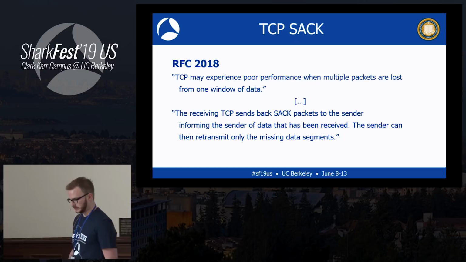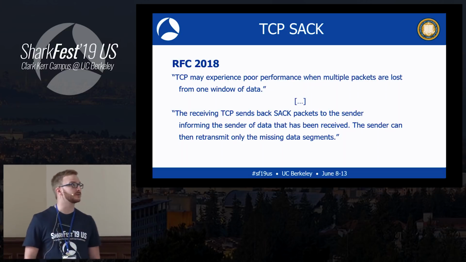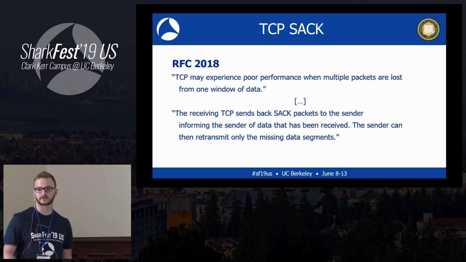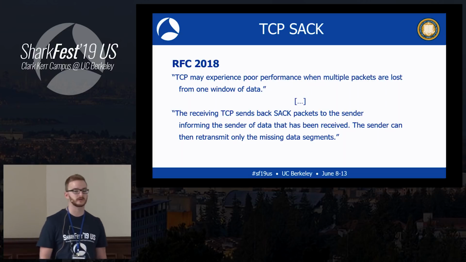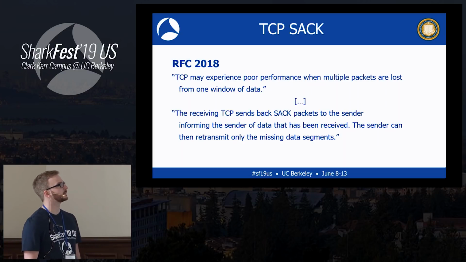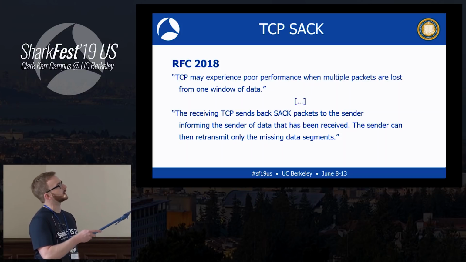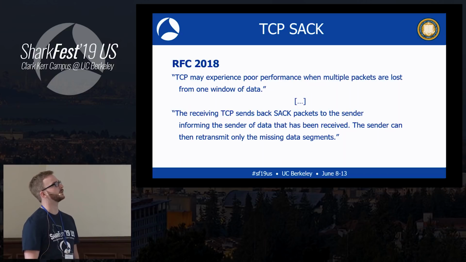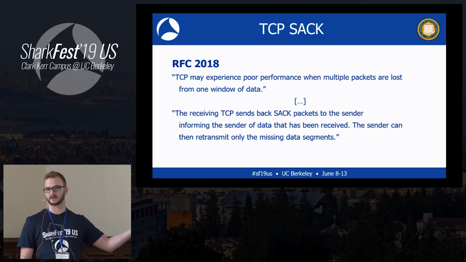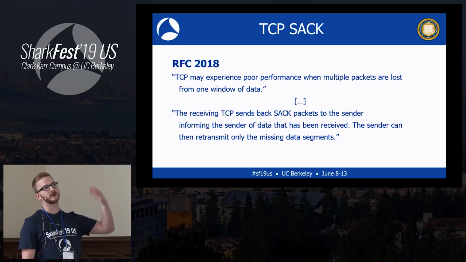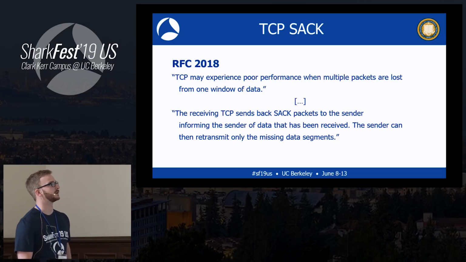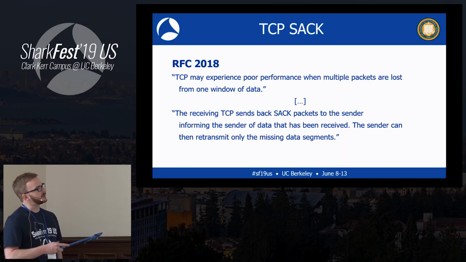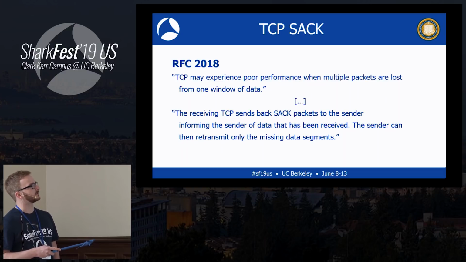The mechanism that takes care of that is called TCP selective acknowledgement, and I guess Chris has covered this in his class, and I think Sake has also been talking about it in his case studies after the class. So here's what's pointed out in the RFC. TCP may experience poor performance when multiple packets are lost from one window of data. That's what we have seen, right? We had 2 packets lost in our 5 packets of data that we sent. And the receiving TCP sends back SACK packets to the sender, informing the sender which data has been received.